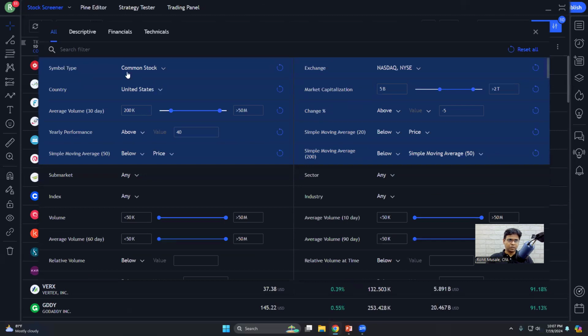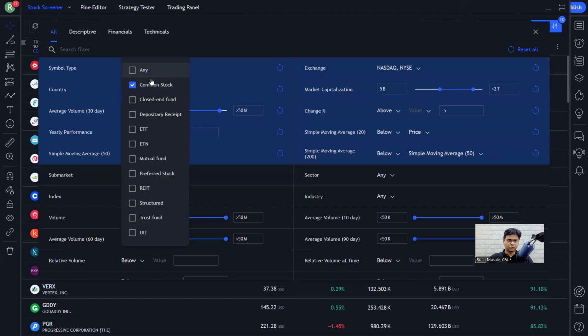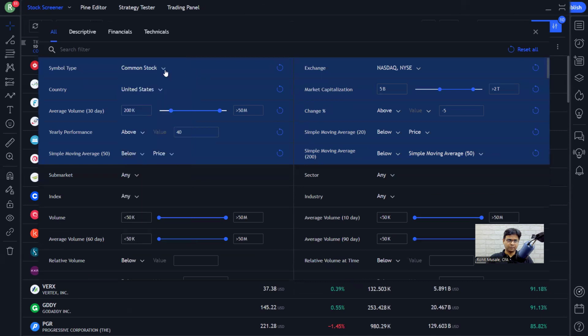So first, symbol type has to be common stock. Okay, we don't want any other thing. We are only trading common stocks. Country needs to be United States. Exchange is NASDAQ and NYSE, where there are thousands of stocks.